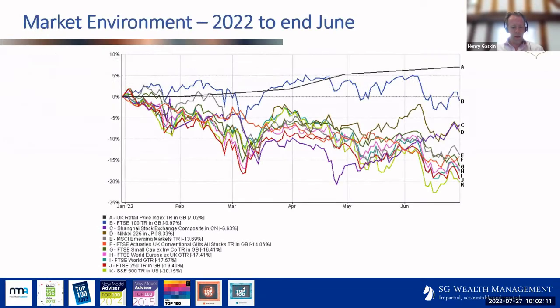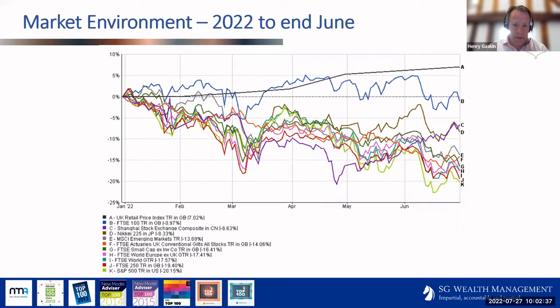So by way of an introduction, I just wanted to look back at some of the market moves we've had this year. It goes without saying it's been a very challenging and volatile first half of the year for many investment markets worldwide, and this chart highlights that. This chart shows the performance of many global indices over the first 6 months of the year.